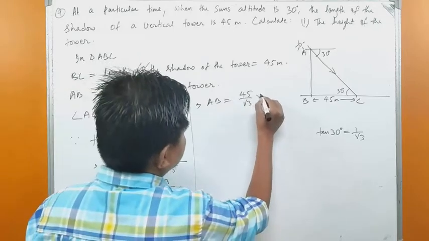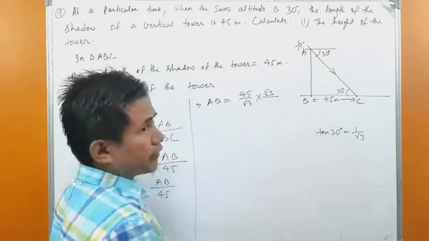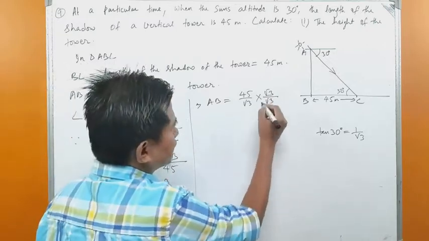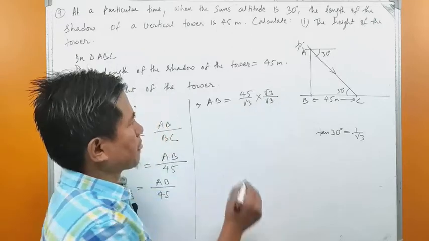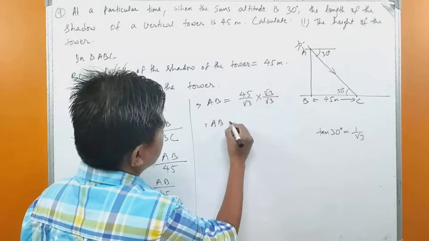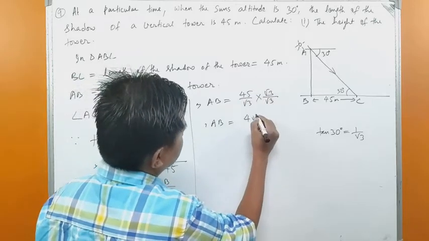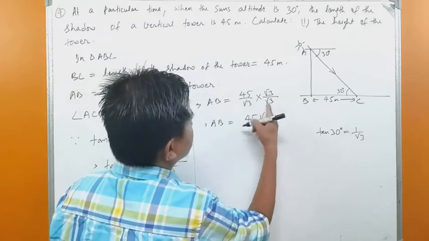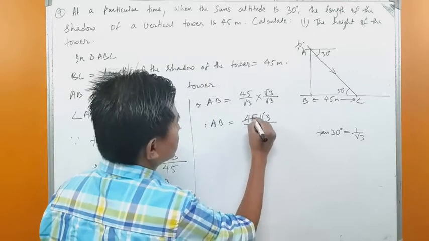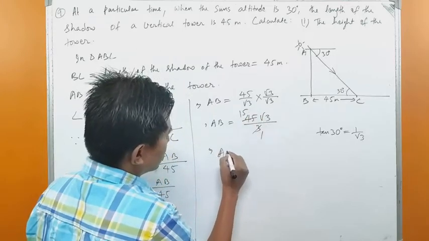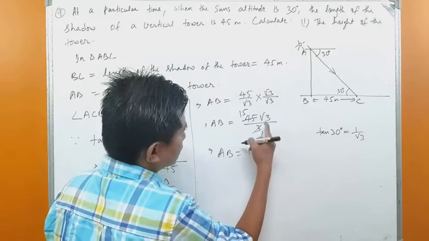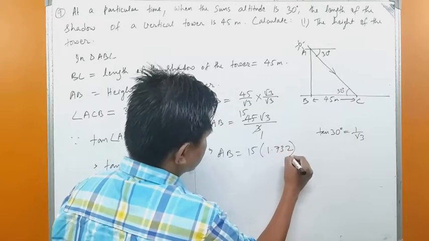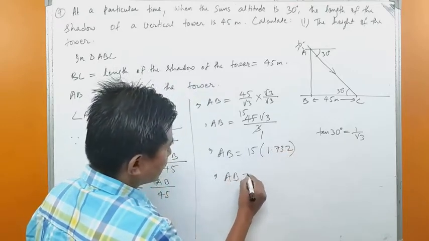Now let us rationalize this. Rationalize means we need to eliminate the numbers having root from the denominator. So we multiply and divide by root 3. AB equals 45 root 3 upon, root 3 into root 3 means 3. 3 15s are 45. Or AB equals 15 into root 3. What is the value of root 3? The value of root 3 is 1.732, isn't it?